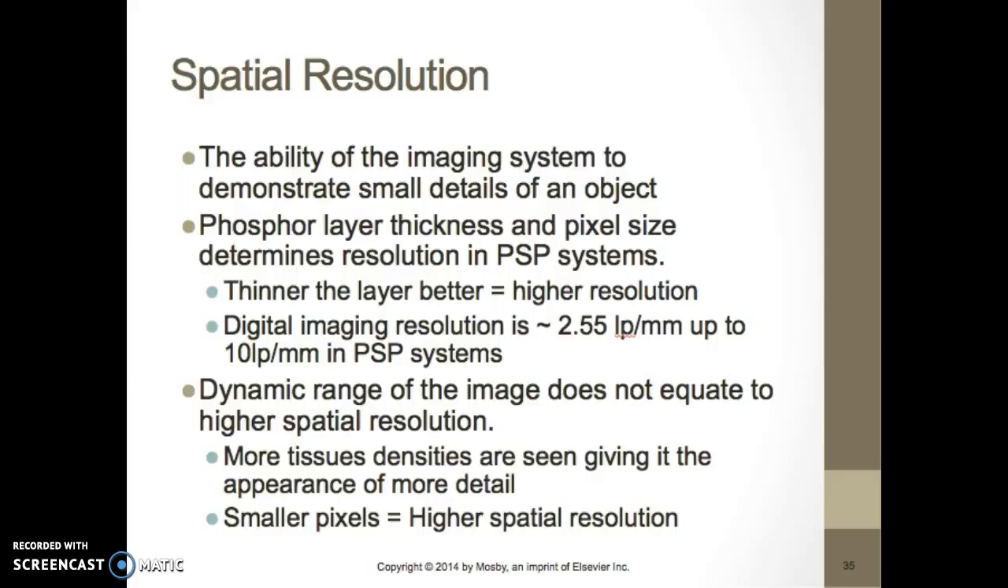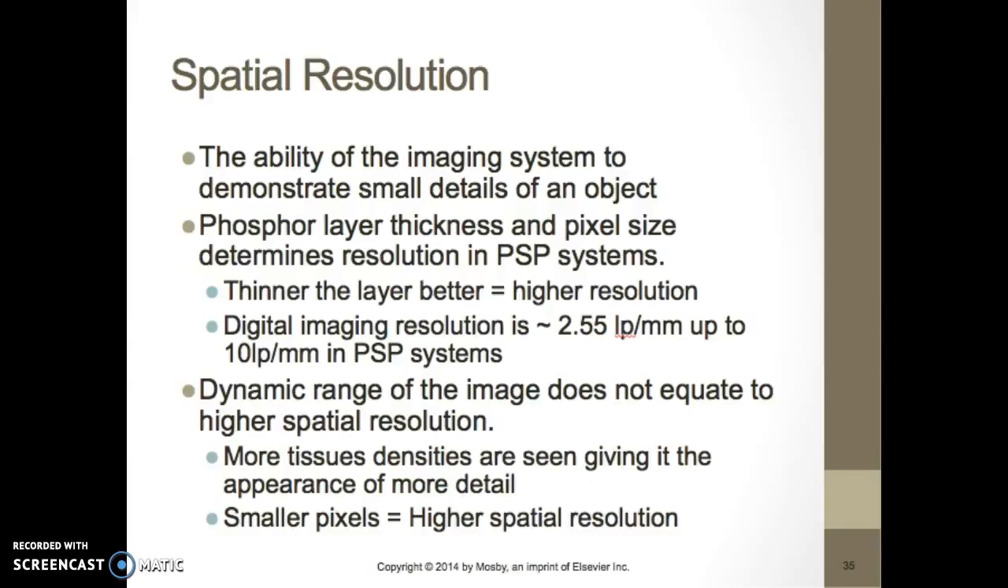So spatial resolution is the ability of the imaging system to demonstrate small details of an object. The phosphor layer thickness and pixel size determine the resolution of the PSP system. The thinner the layer, the higher the resolution. So remember we talked about that.